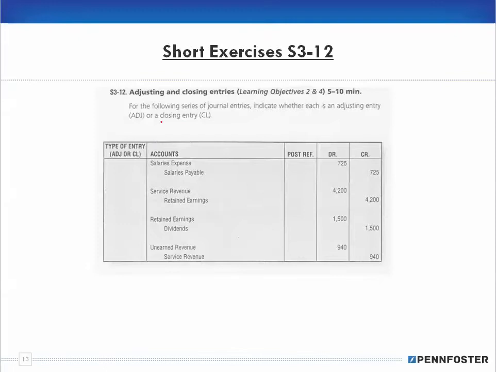All right, so adjusting and closing entries. For the following series of journal entries, indicate whether each is an adjusting entry or a closing entry. Well, this is relatively easy to do in that when you make adjusting entries, you're not closing out to retained earnings. Closing entries, you're closing out to retained earnings. So when you're looking at an entry, if it has retained earnings in it, that means it's a closing entry. If it doesn't, that's an adjusting entry.